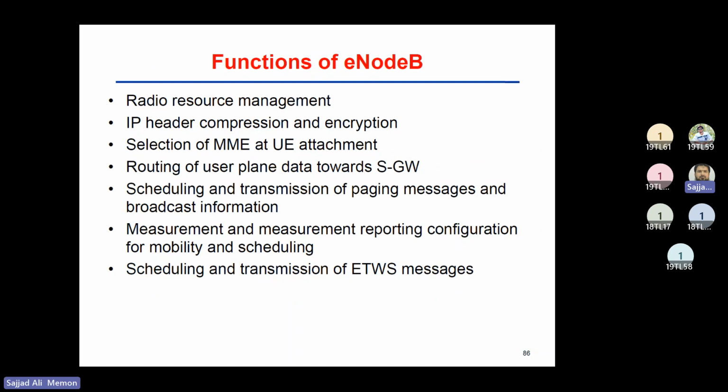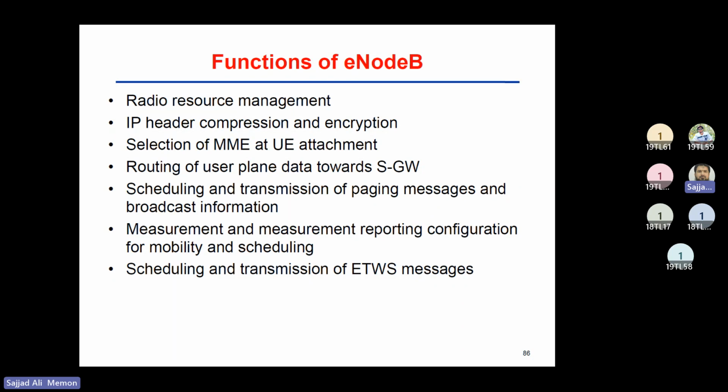Functions of E node B: basically these functions are the combination of functions performed by a simple base station and RNC. All those functions are included in the evolved node B, which has the functionality of radio resource management. Because there is no RNC, radio resource management is now the function of node B. IP header compression and encryption, as in all IP networks, so IP will be there. So layer 3 header compression and encryption is now the job of node B.